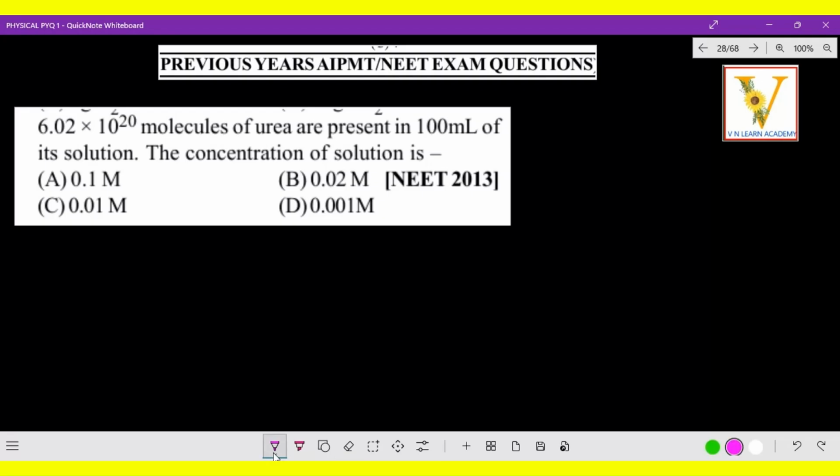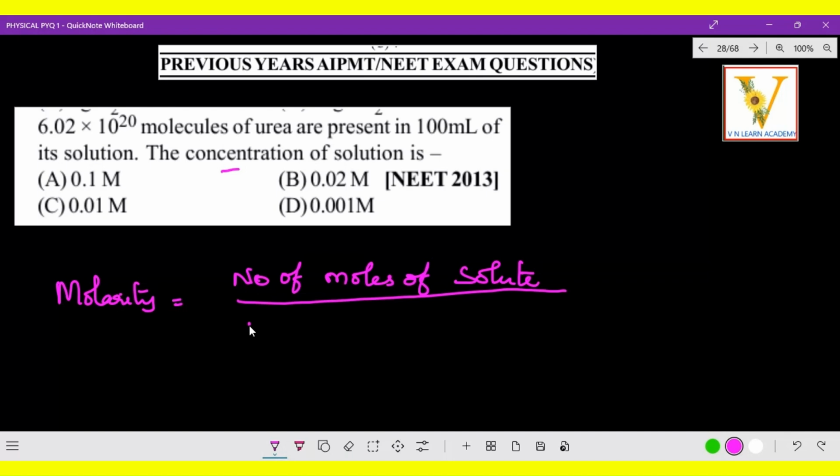So indirectly they are asking about the molarity. Concentration of the solution is nothing but molarity. So molarity is equal to number of moles of solute divided by volume of solution in liter. Right. Okay. Now, what is the data? Let us discuss so that we can apply the values in that formula.